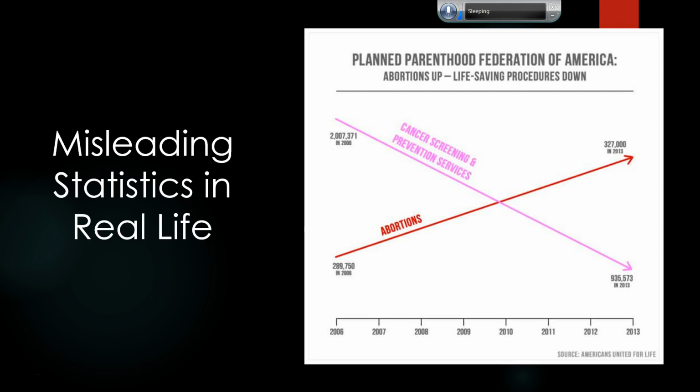It shows that from 2006 to 2013, there was a substantial reduction in cancer screenings and prevention services, but a substantial increase in abortions. And the Right to Life faction was using this chart to say, why are we giving $500 million to Planned Parenthood when they go against what we believe in?